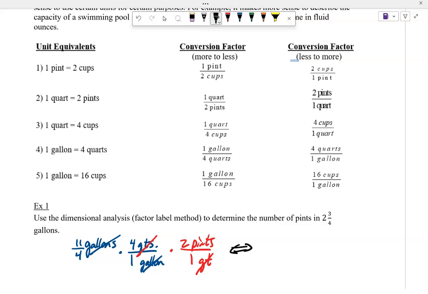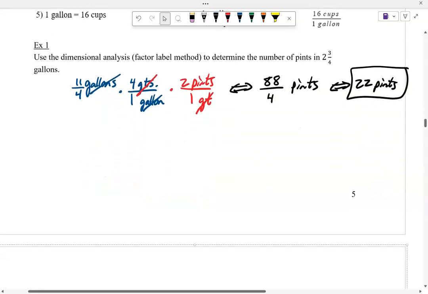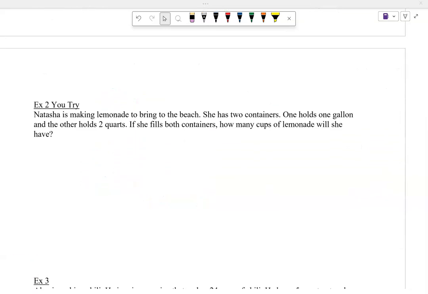So let's go ahead and multiply all the numerators. 11 times 4 times 2. I've got 88 over 4 times 1 times 1. I've got 4. So it looks like we have 22 pints. And that's 2 3/4 gallons is 22 pints. All right. Now you guys go ahead and try this one.